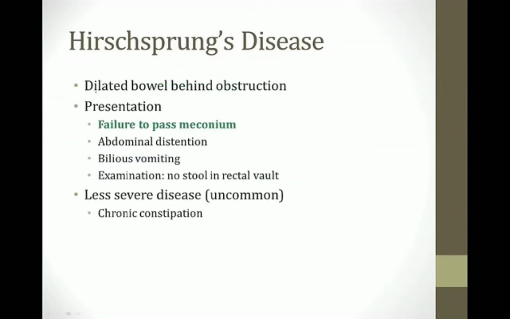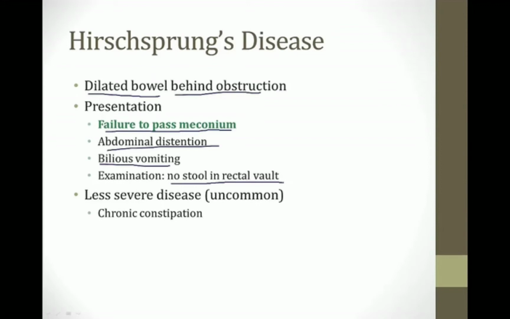Children born with this condition will develop dilated bowel behind the obstruction, and the level of the obstruction is where there are no nerve cells to perform peristalsis. The presentation will be failure to pass meconium, which is the first stool in the newborn baby, also abdominal distension and bilious vomiting, and classically on examination of the baby there is no stool in the rectal vault, and that's because stool cannot get past the portion of the colon that lacks nerve plexuses.